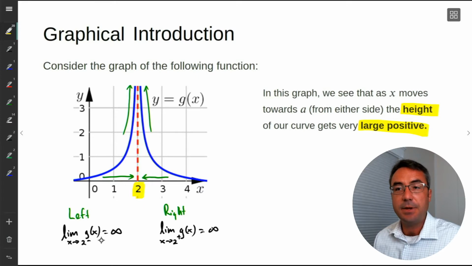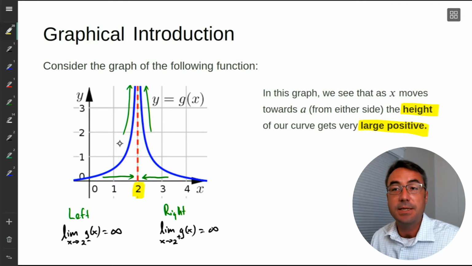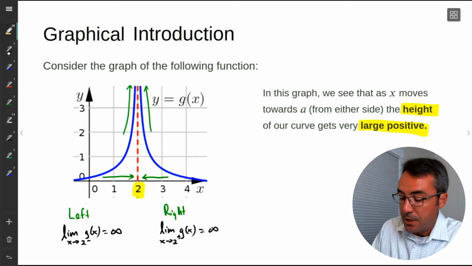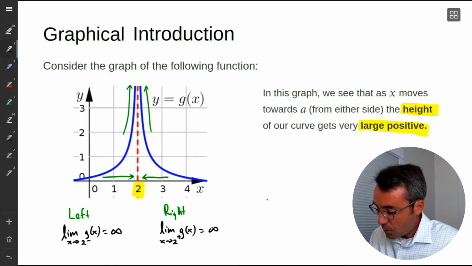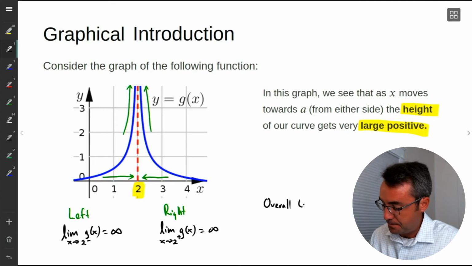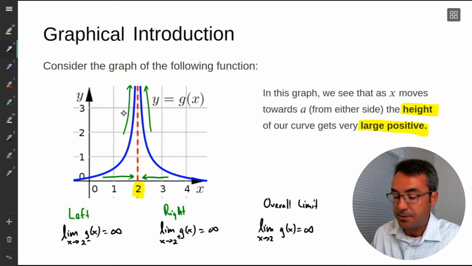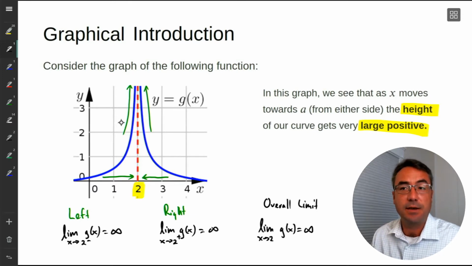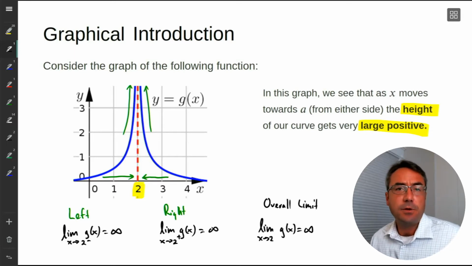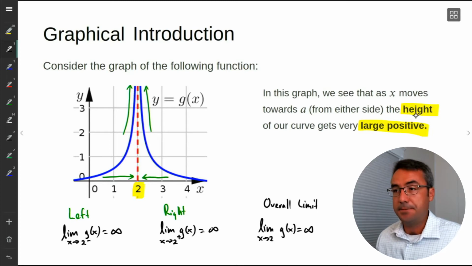Now something interesting is happening here in that the behavior on both the left and the right is exactly the same. It's getting large positive on both sides. So the height of our curve is getting large on both sides. We can actually say a little bit more. We can say that our overall limit, the general limit as x approaches 2, regardless of direction, is infinite as well. That's because it's a similar behavior on both sides, the left and the right side of x equals 2. So for a graphical interpretation, we're really looking at the height.